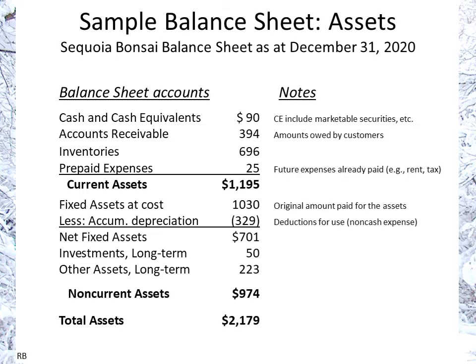So here's the balance sheet we're looking at. Sequoia Bonsai's balance sheet as at December 31st, 2020. We have cash and cash equivalents, accounts receivable, inventories, prepaid expenses. Those are the current assets, fixed assets at cost, minus accumulated depreciation, investments long term, and so we have our total assets.